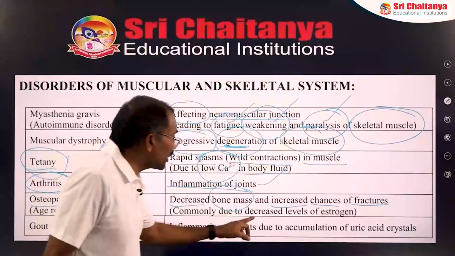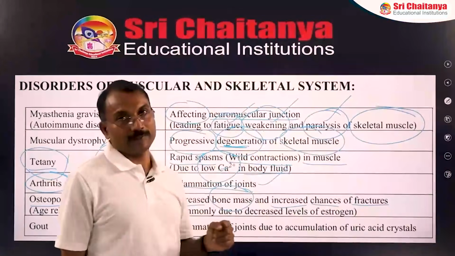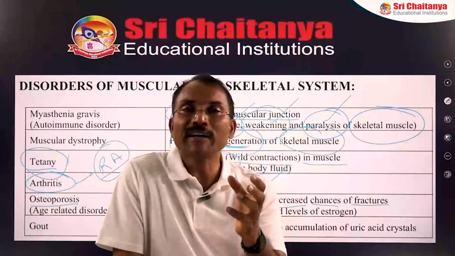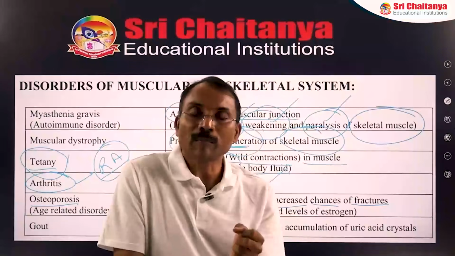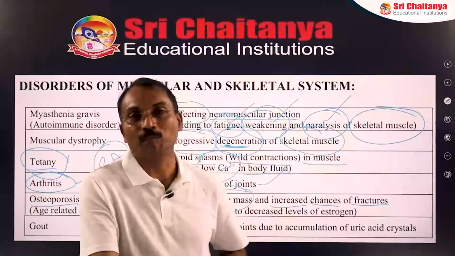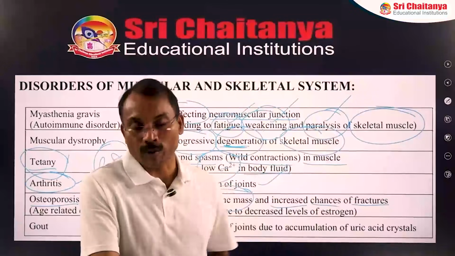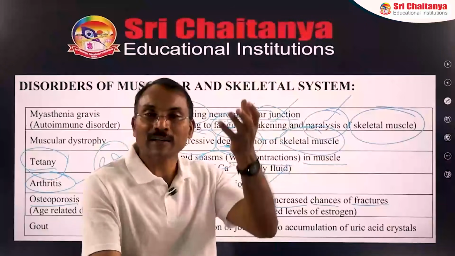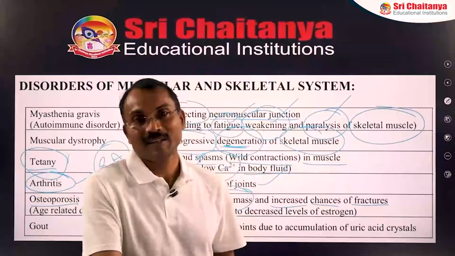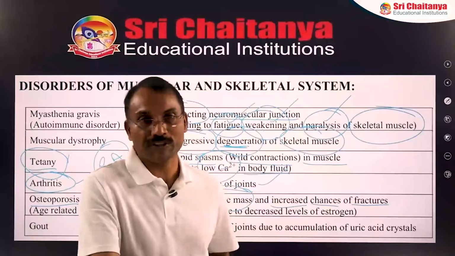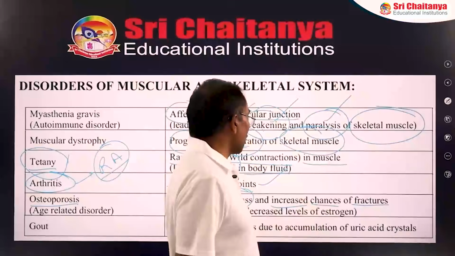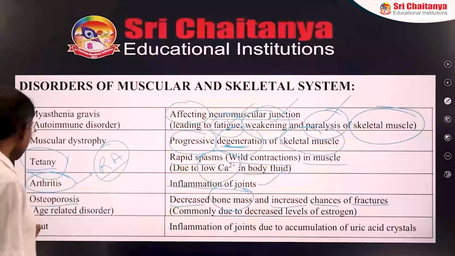So, commonly it is due to decreased levels of estrogen. Here, what is the importance of estrogen in maintaining bone mass? Estrogen plays an important role in activation of osteoblasts for mineralization of bone. In postmenopausal women, as the levels of estrogen decrease, the mineralization of bone also decreases. That leads to osteoporosis. So that is the relation between levels of estrogen and bone mass.